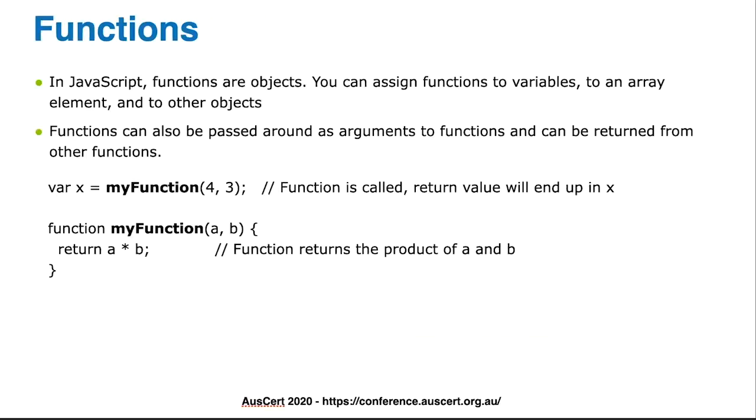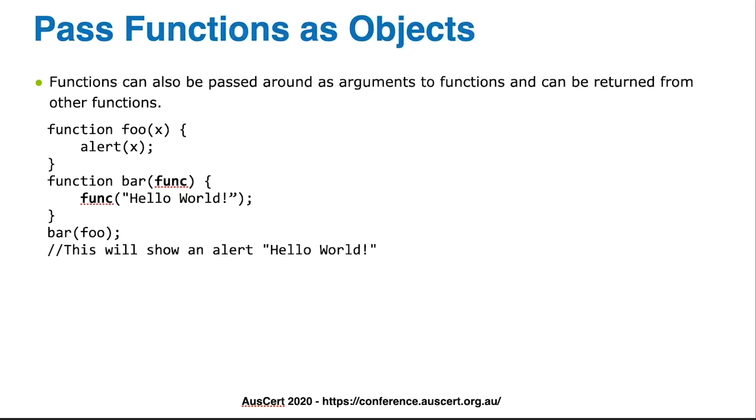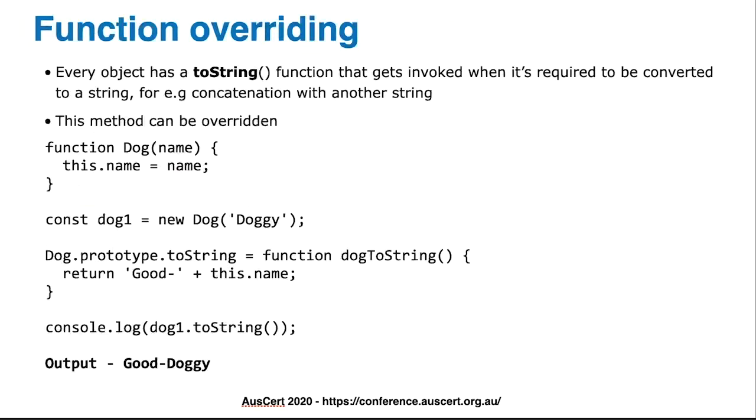In JavaScript, you also have functions. Functions are considered objects in JavaScript, which means you can assign functions to variables, to an array element, or to other objects. They can also be passed around as arguments to different functions. I've given some examples on how you can use a function to pass it around as an object. Then we have something called function overriding, which is basically overriding a specific function of an object.